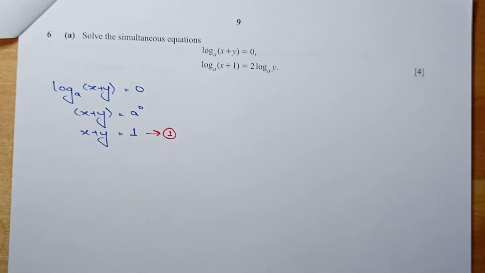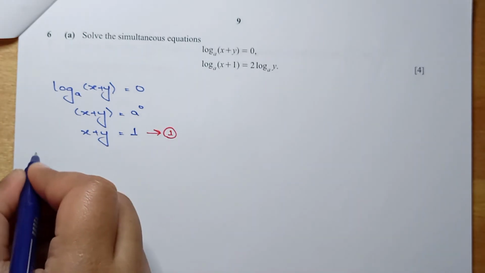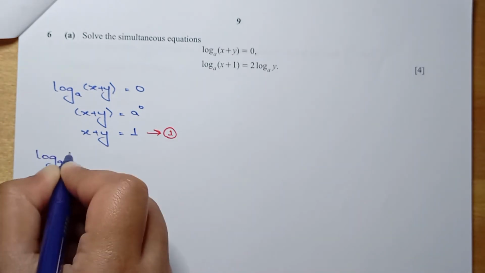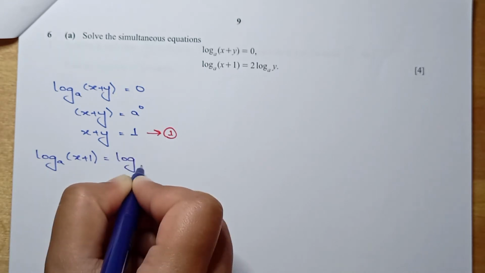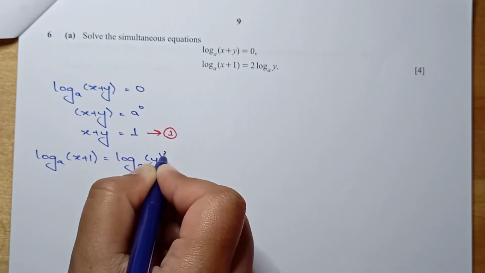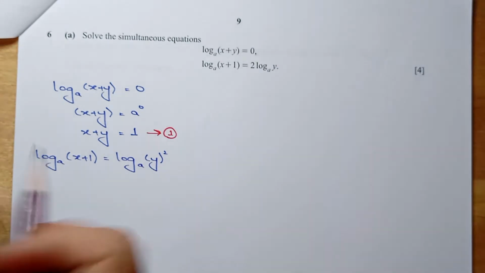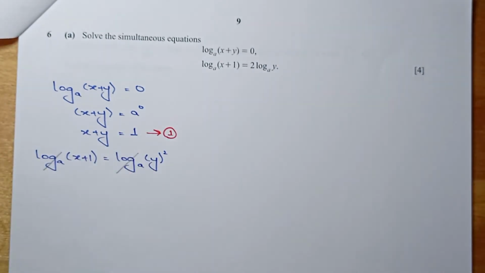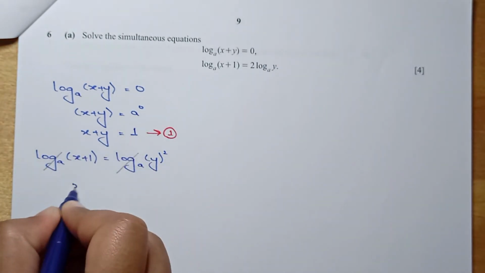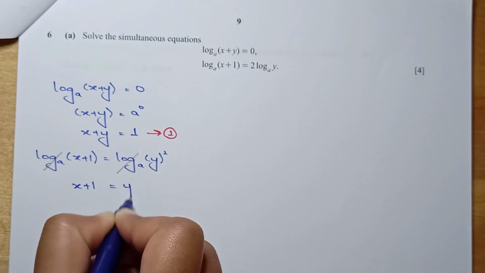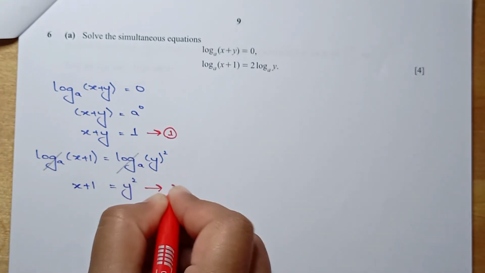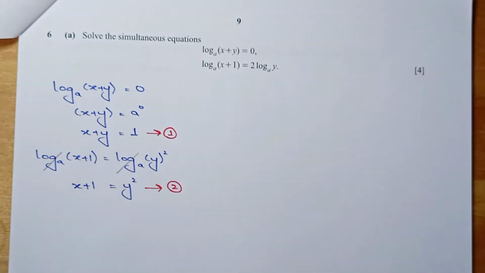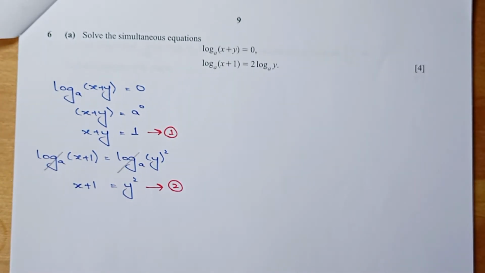Okay, now by using the second equation, we have log base a of x plus 1 is log base a of y square, right? So we have log base a on both sides, we can cancel, and here we have x plus 1 is equal to y square. This is my second equation. Now we can solve these 2 equations to get the values for x and y.